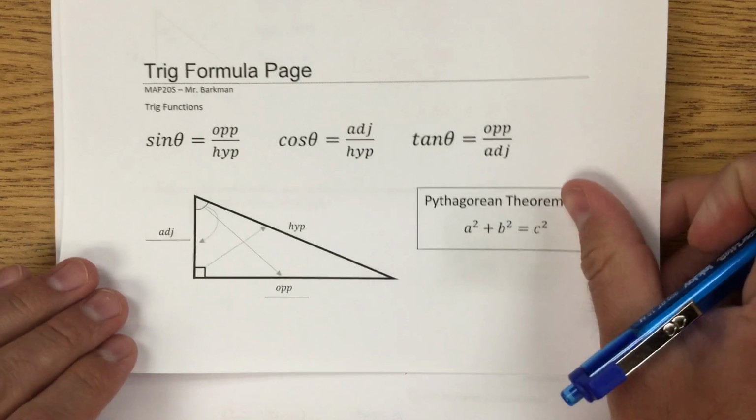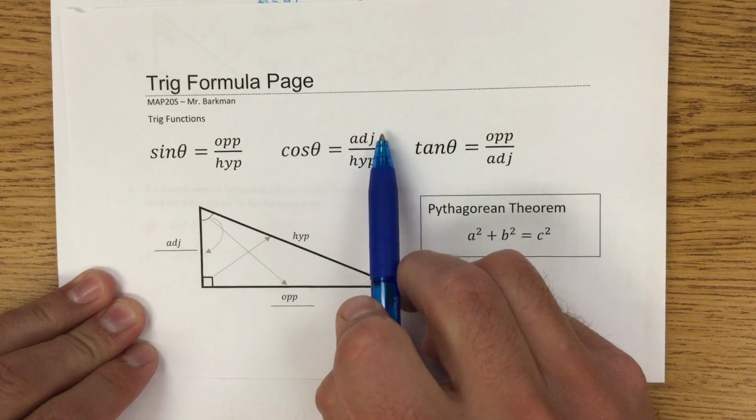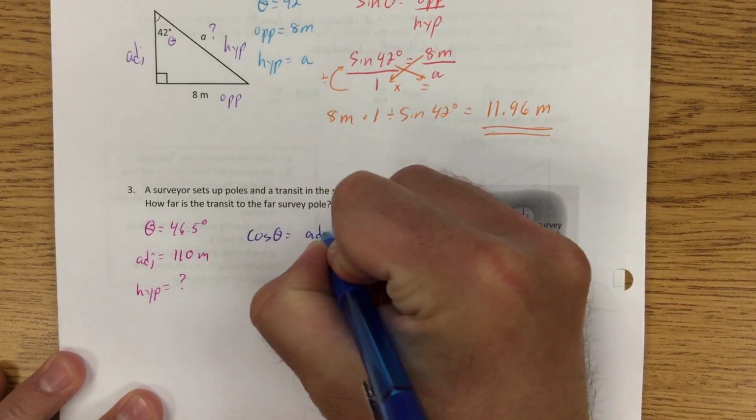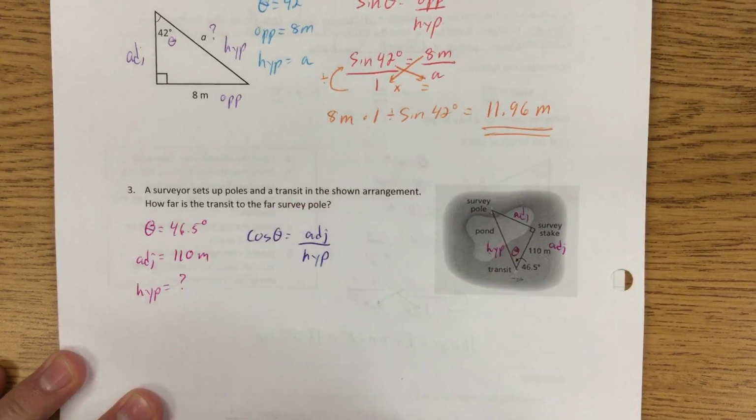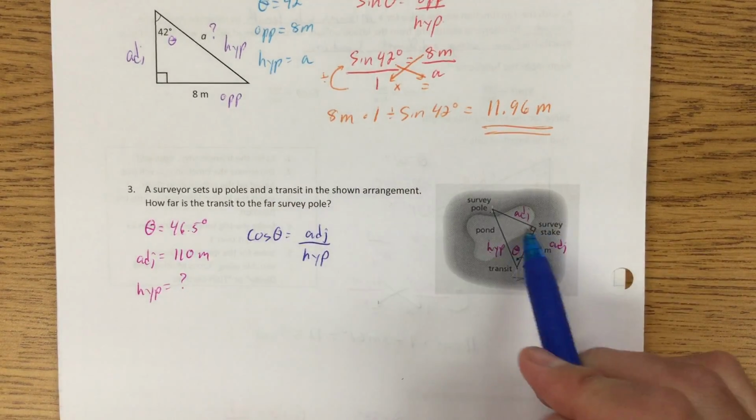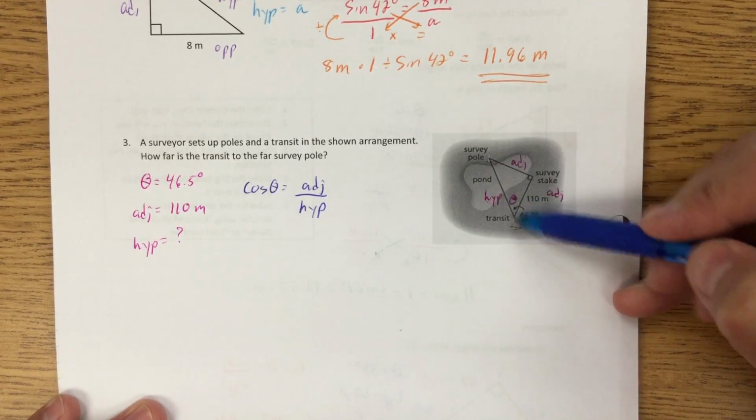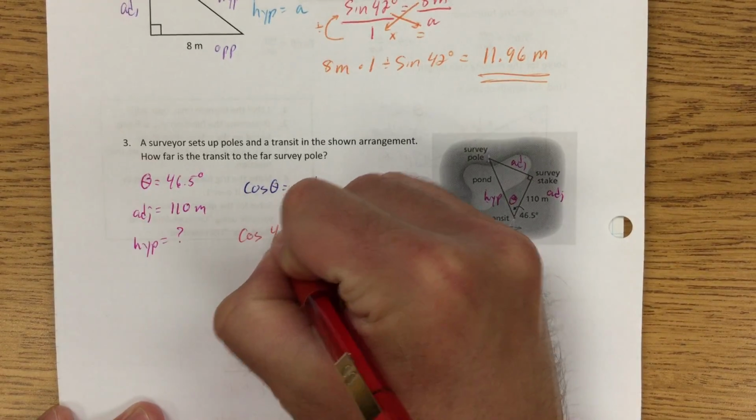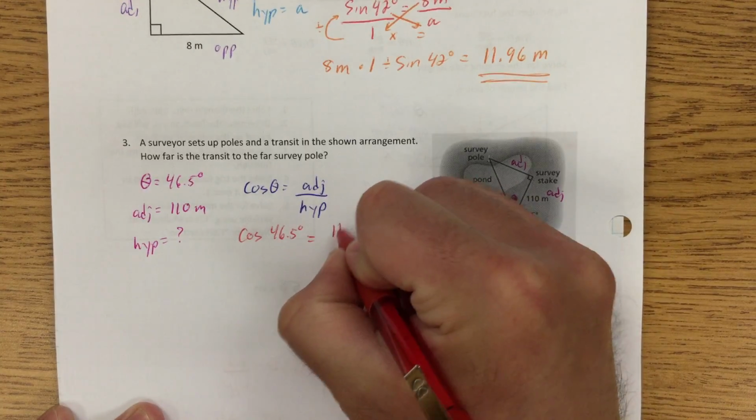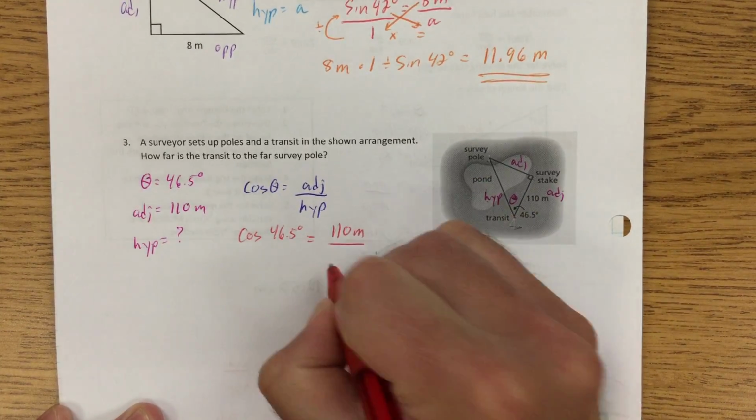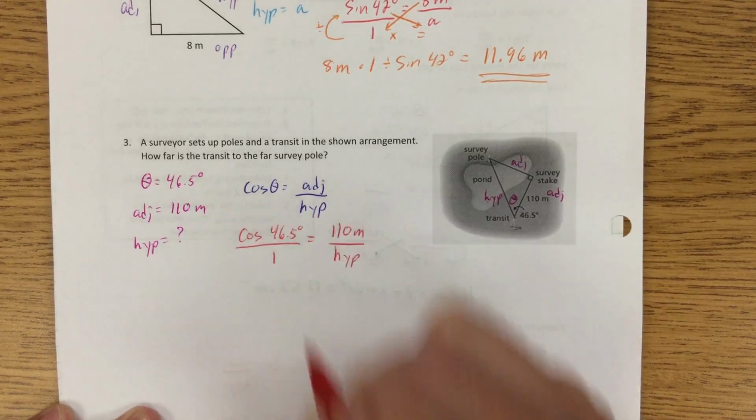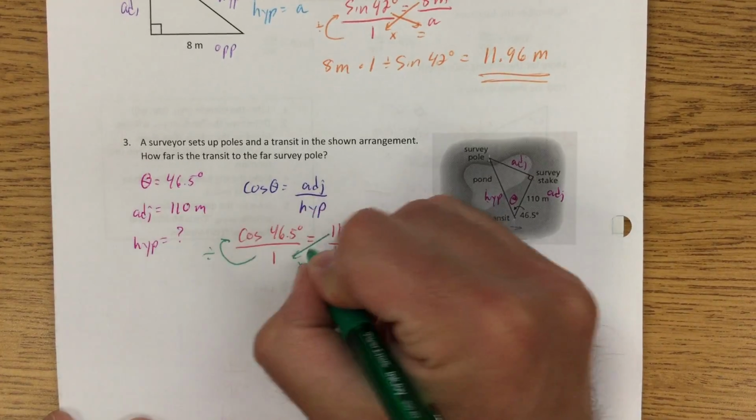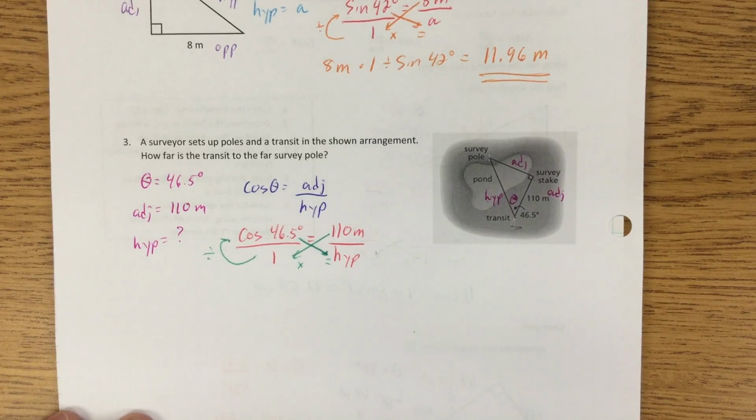If we take a look at our functions, cosine deals with adjacent and hypotenuse. So we're going to use our cosine function to determine what the hypotenuse is of our question here, of our contextual problem. What is the distance across the pond? Cos of 46.5 degrees is equal to the adjacent over the hypotenuse. Now we don't have a letter for hypotenuse, so we'll just write it in. We cross multiply and divide.